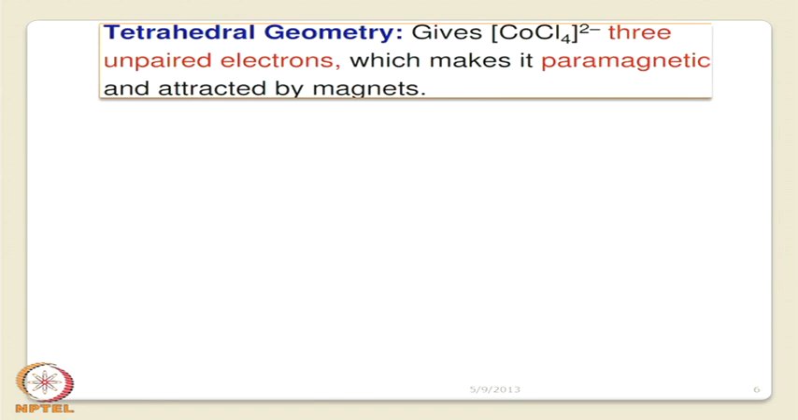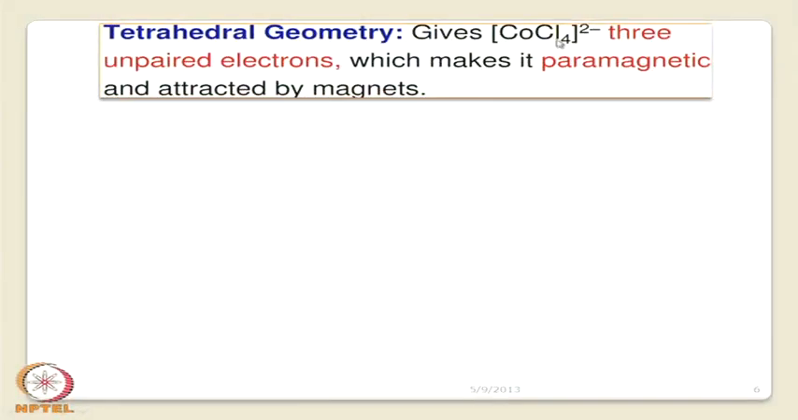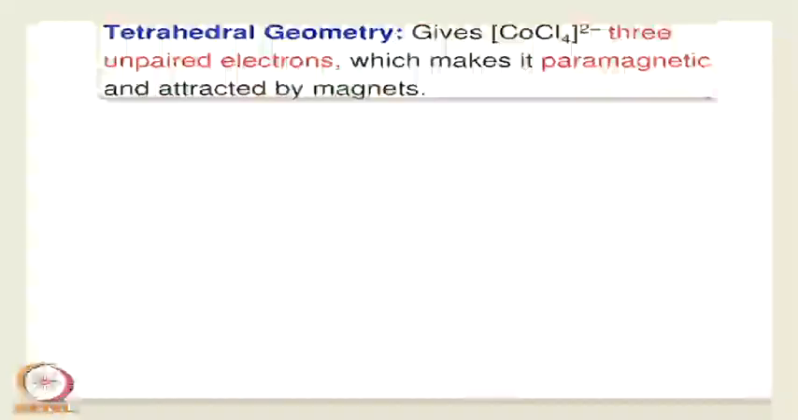So, if we see a particular geometry for the tetrahedral complex like CoCl4 2-, the number of unpaired electrons on this particular molecule is important, because once we make this compound, it can be the corresponding potassium salt, it can be the corresponding ammonium salt, or it can be the corresponding cesium salt as well.